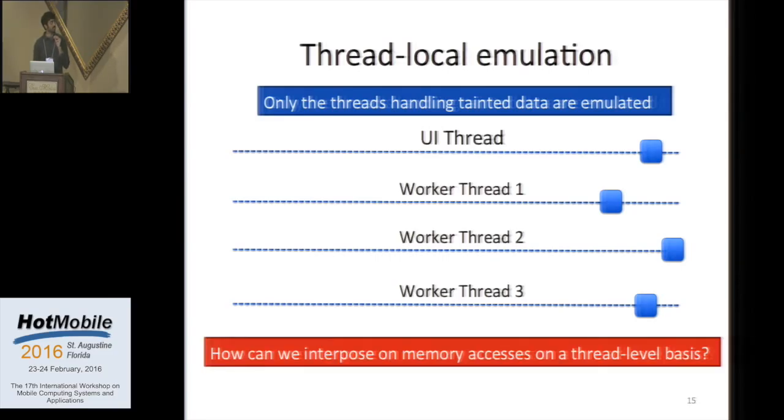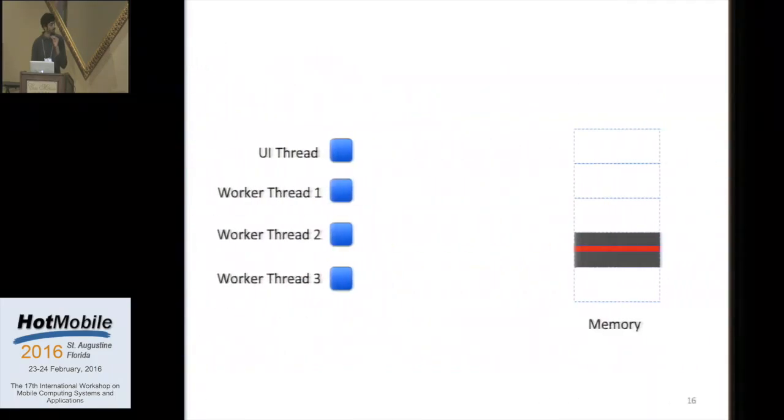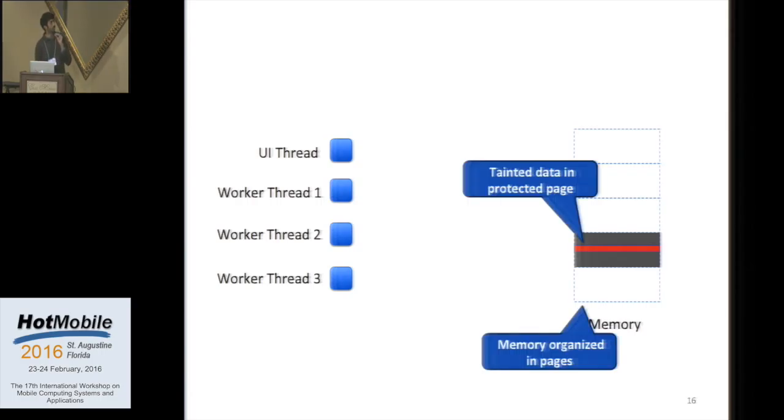But one key question is, how do we interpose on memory accesses on a thread level basis? So let's focus on this a little bit more. Here's a different view of the same example. On the left, you have the same 4 threads, and on the right, you have a memory layout where memory is organized in terms of pages.